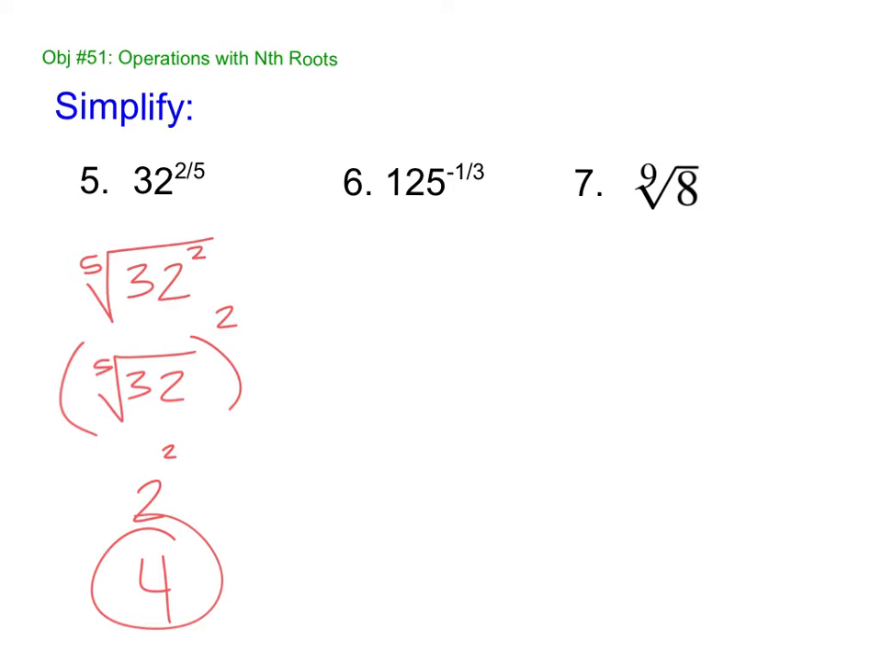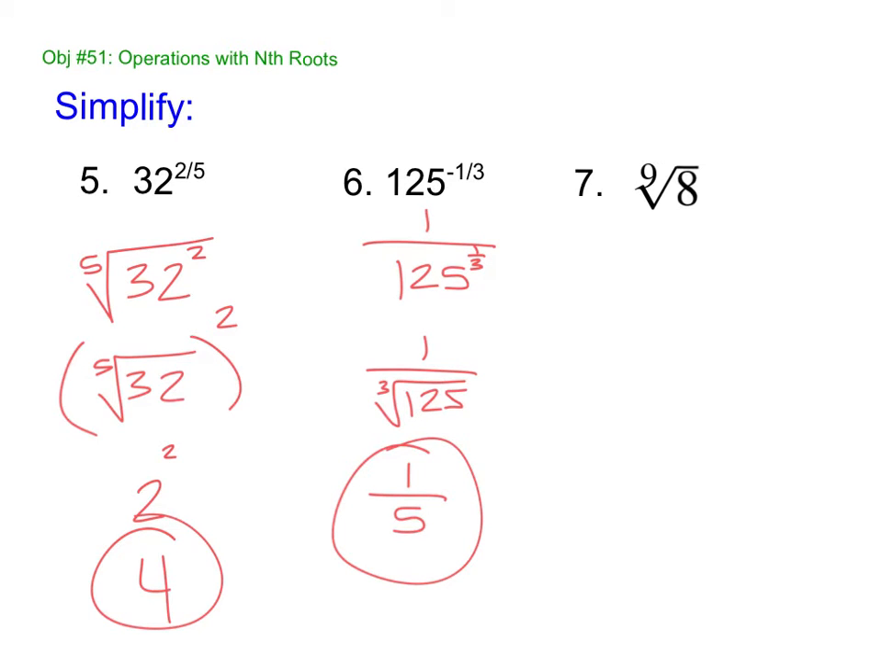All right, number 6. So fix that one on your worksheet. I kind of changed it. 125 to the negative 1/3. What's a negative exponent mean? That means 1 over. So 1 over 125 to the 1/3, and then a 1/3 is a cubed root. The cubed root of 125 is 5.